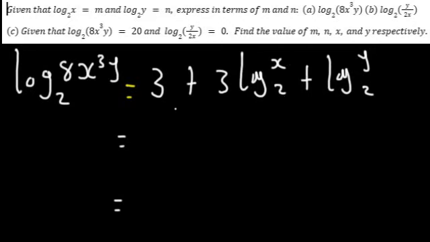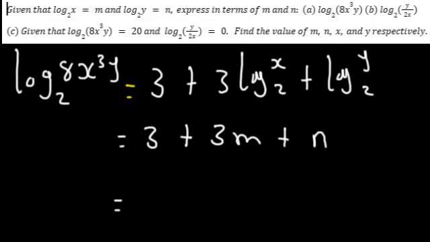So therefore, our final answer in this case is 3 plus 3 multiplied by m plus the value of log of y to a base of 2, which is simply equal to n. So our final answer for the first question is 3 plus 3m plus n. Just keep that in mind as you might be needing it as we move forward.